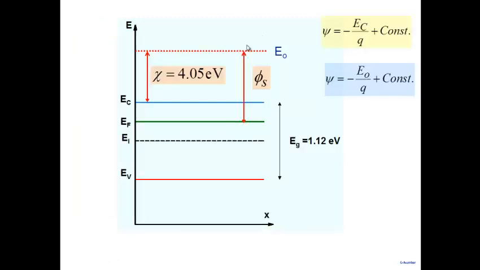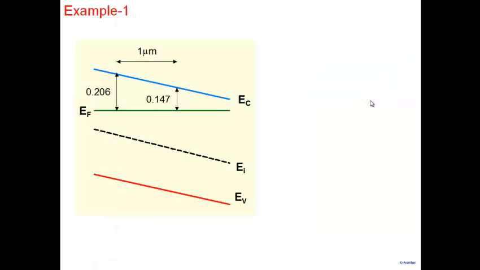So once I have that, now note, potential I can write as E0 by Q also. Potential we were writing as EC by Q plus constant. Now EC is at a fixed distance from E0, always, given by the electron affinity. So potential you can also write as minus E0 by Q plus constant here. Okay, another way of writing potential here. Okay, we'll stop here, but look at this diagram now.